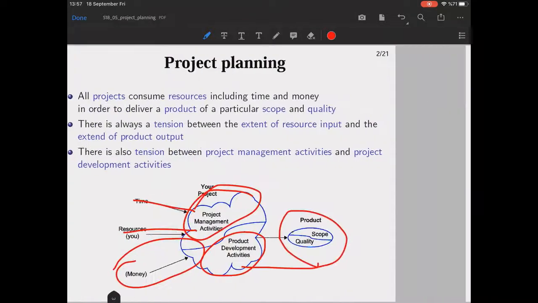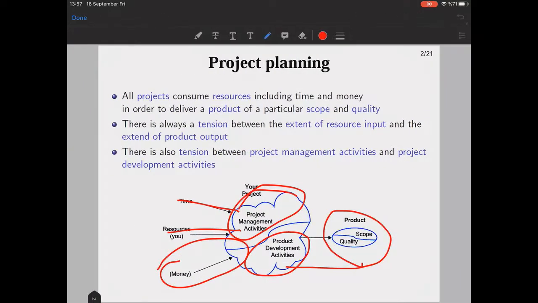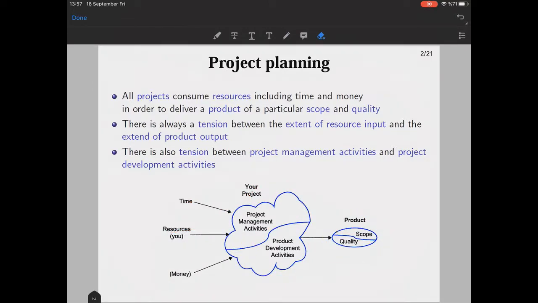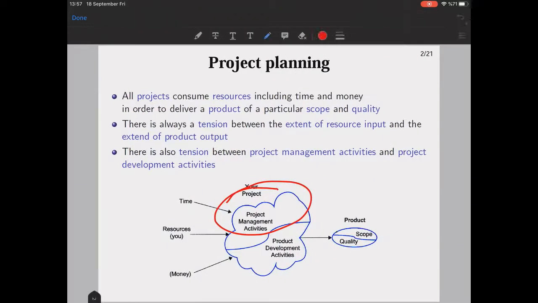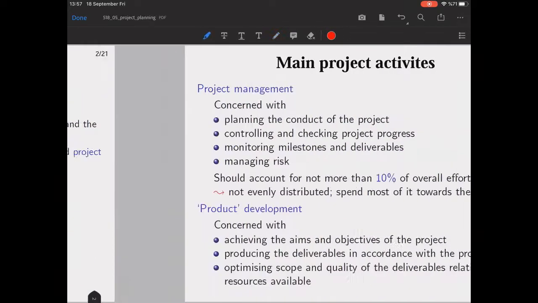Now let's take a look at this part. What are the main project activities? I mean, this one, and also this one. We will look at these in detail.